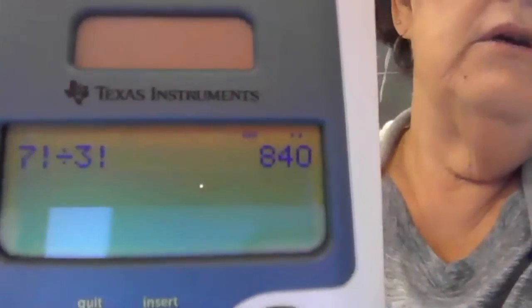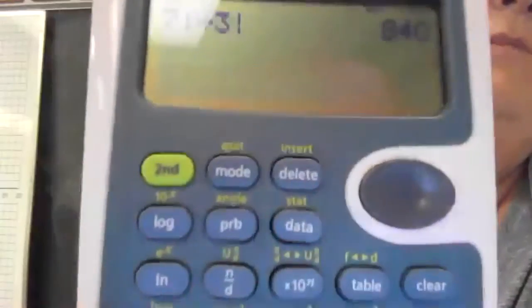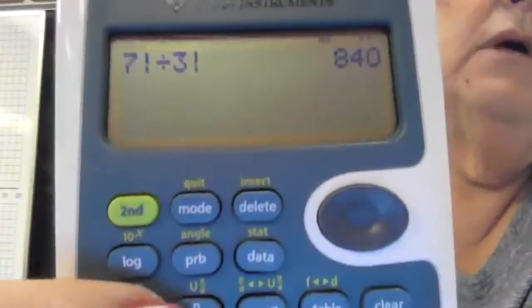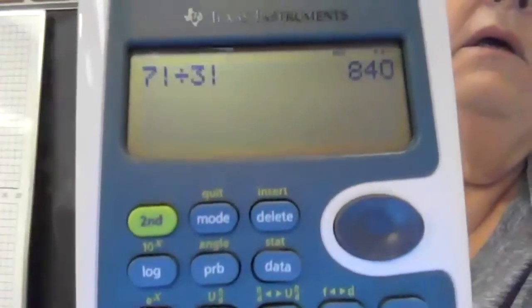This is what I did in the calculator here. We tried to put it in this little fraction button, but so far I haven't figured out how to make that thing work. So our fraction line means divide, so I just put it in as a divide. Okay?